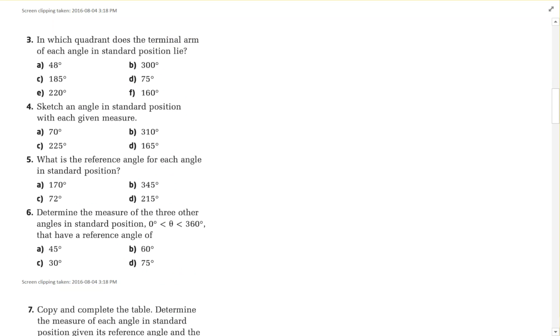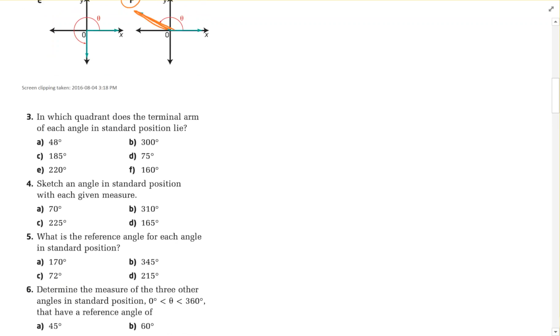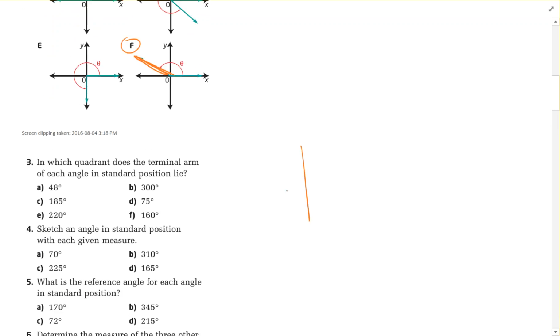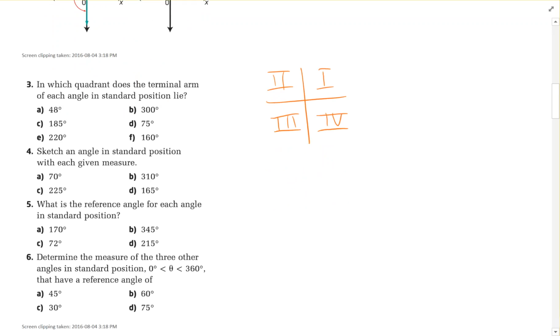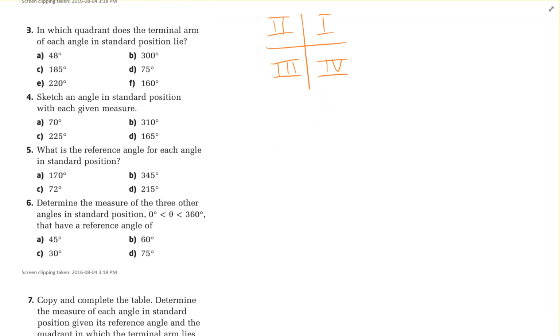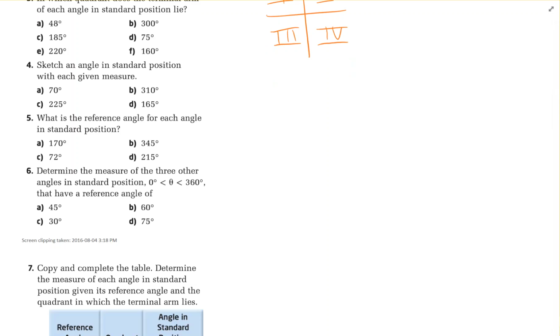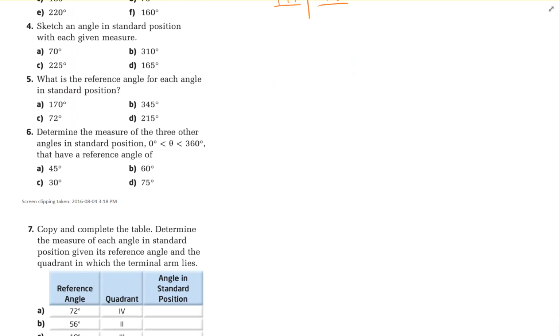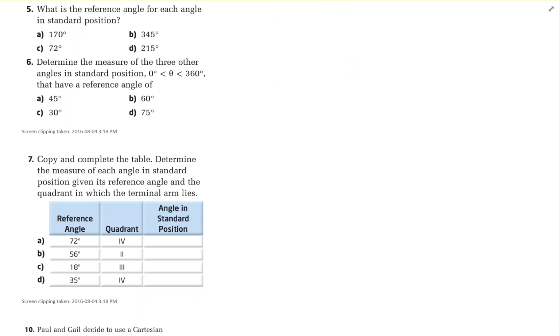3. In which quadrant does the terminal arm of each angle in standard position lie? I'll let you guys go through and do that one. It's similar to the ones we did up there. Just make sure you remember that this is quadrant 1, 2, 3, and 4. And I'll let you do 4 too, and there'll be a picture of that in the back of the book too. Let's do 5 quick though.